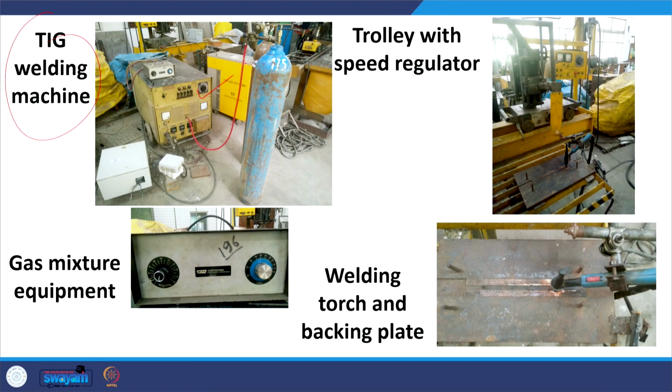This is the welding transformer, with suitable cylinders for supply of the inert gases, and the welding tractor we need to use for controlled movement of the welding torch. If we are using a mixture of argon plus helium, then we need suitable gas mixture equipment, so that argon and helium can be supplied in different proportions for protecting the weld pool from the atmospheric gases. And then there is a backing plate and a welding torch that will be moved with the help of the welding tractor. This is the system used for development of the weld joint.